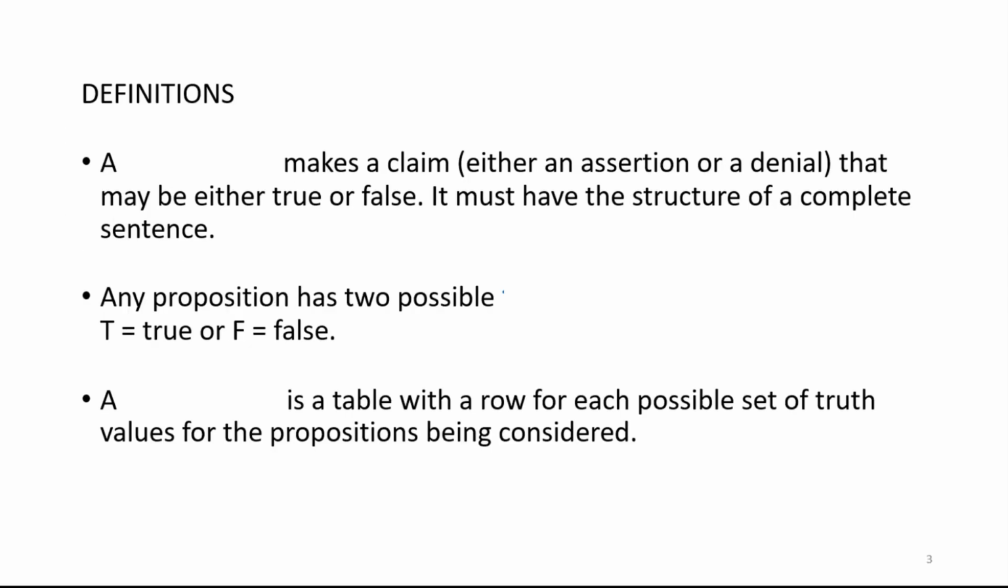Before we proceed, let's get some definitions out of the way. A proposition makes a claim, either an assertion or a denial, that may be either true or false. It must have the structure of a complete sentence. Any proposition has two possible truth values, true or false. A truth table is a table with a row for each possible set of truth values for the propositions being considered.